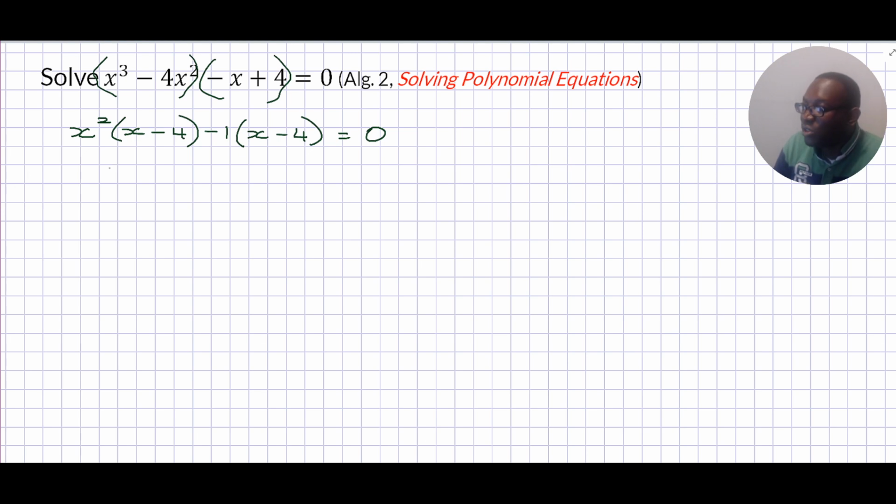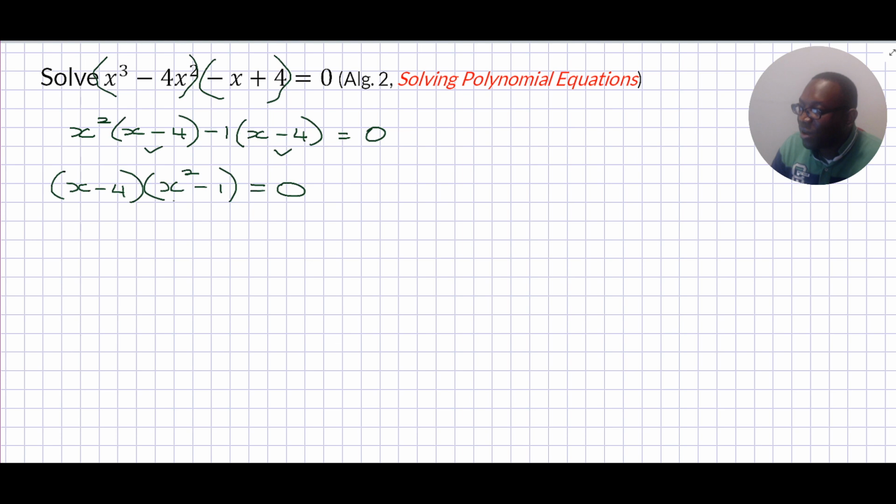The next thing we're going to do is, we have now identified a greatest common factor for these two terms. So we have x minus 4 as our greatest common factor, and our other factor is going to be x squared minus 1, and this is going to be equal to 0.